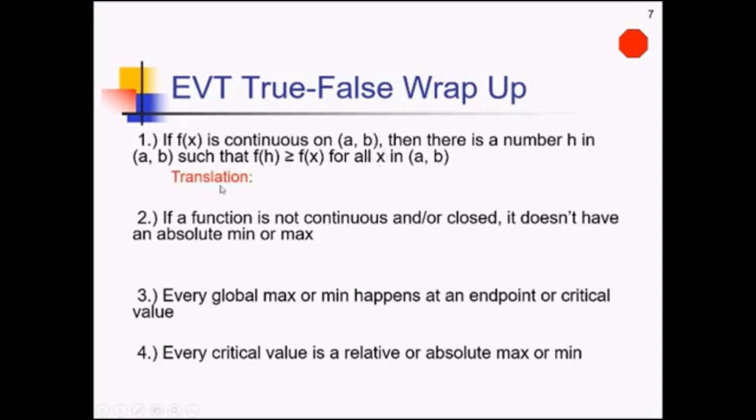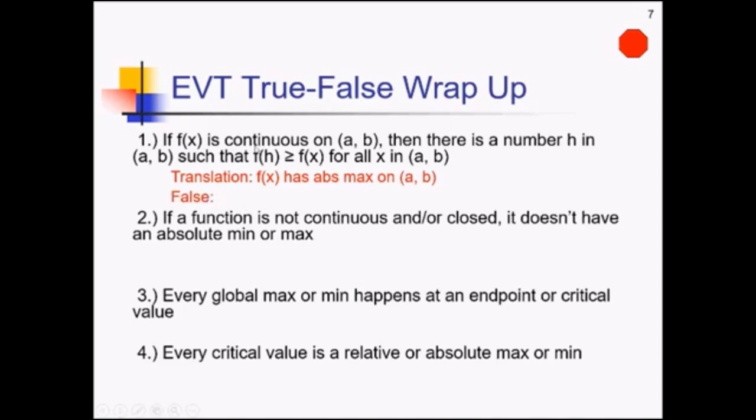Let's get a translation. What they're basically saying here is that there's this number h, so there's some x value on this interval that plugging it in gives you a number that's bigger than or equal to all the other y values. So they're basically saying that we have an absolute max somewhere on this interval. f of x has a max on (a, b). So pause the video and see if you can figure out if that's true or false along with these other ones here. All right, so for this first one, this actually turns out to be false.